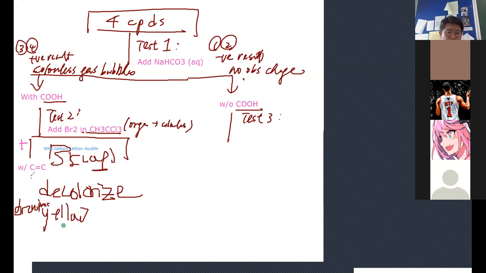Decolorization. So if I have this, it is number 4. How about this one, without a C=C double bond? It's number 3, so the observation is no observable change. Can you get the point? Can you get the flow? Could you please finish the last part? Test 3 for the remaining chemicals which don't show a positive result with sodium hydrogen carbonate solution. Test 3.